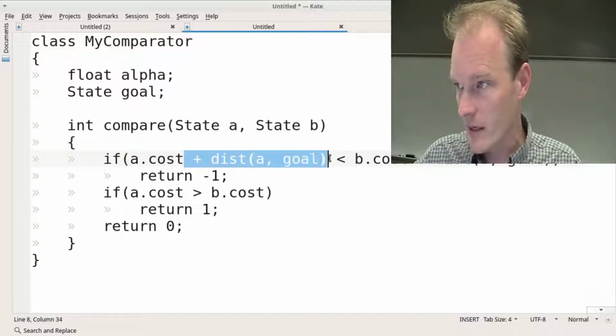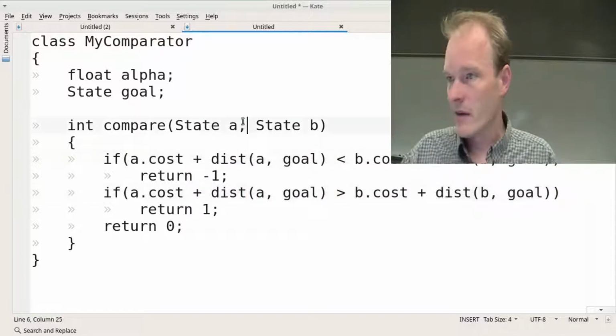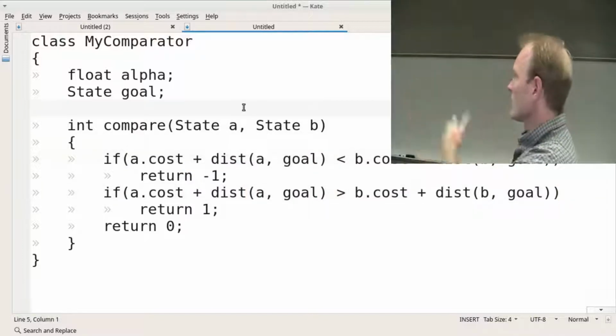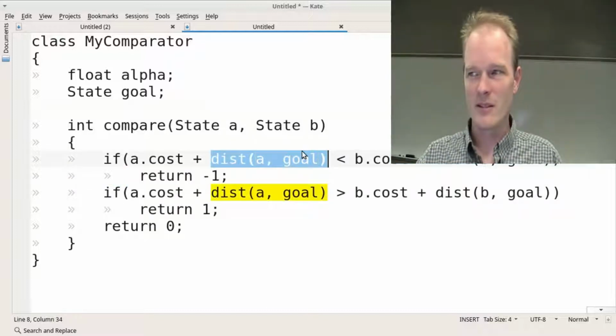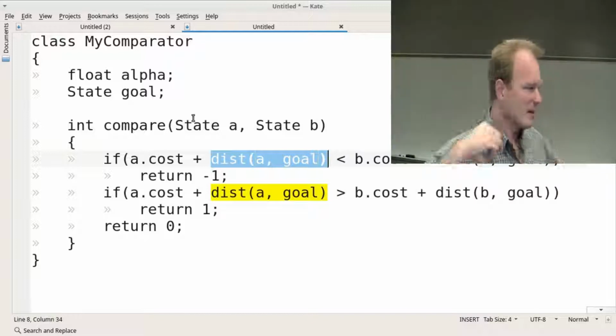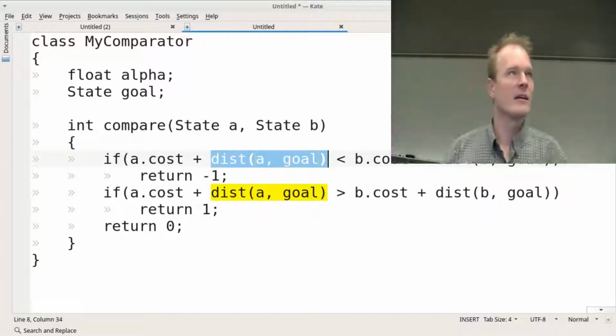And before you panic, I'm not quite done yet, but I will be very soon. There, I have now turned it from uniform cost into A-star search, except distance is not a very good heuristic because it's not really the distance, it's the distance times the terrain that you're running on, right?